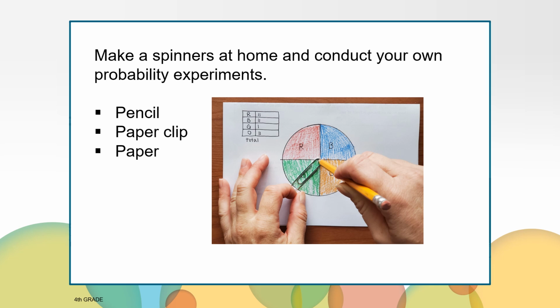Today, use your paper, pencil, and a paper clip to create some of your own spinners. Spin the spinners 20 times each and record your data. How likely is it that you will spin certain colors on your spinners?